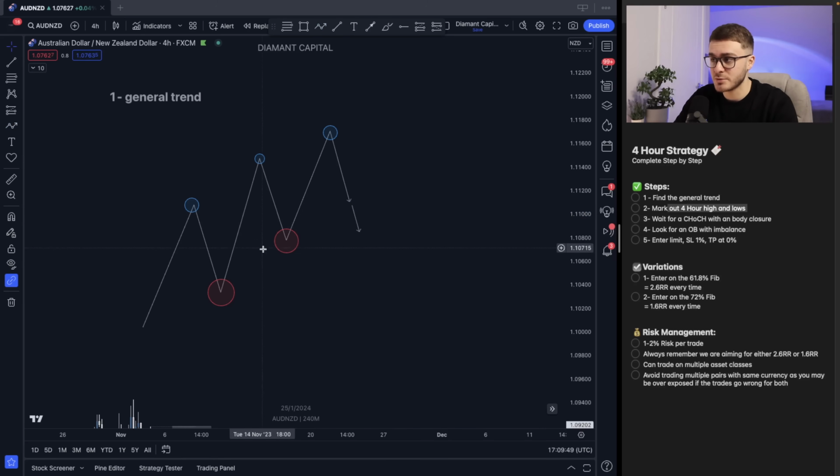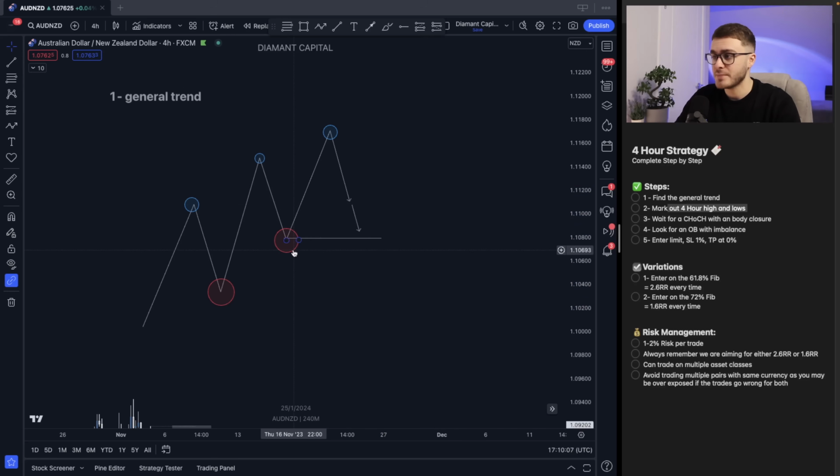Sometimes what you can get is this. As price moves towards the bottom, as you can see, a change of character is going to be considered once we get a break below this low over here. So it would look something like this. This over here would be considered as the change of character. And then obviously from that point onwards, we'd look for our actual trade.